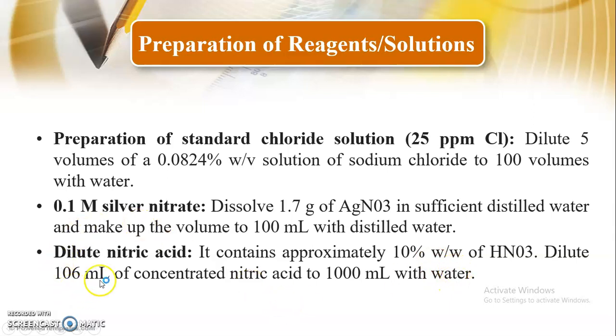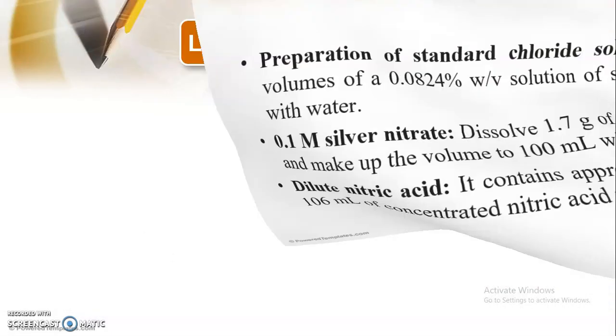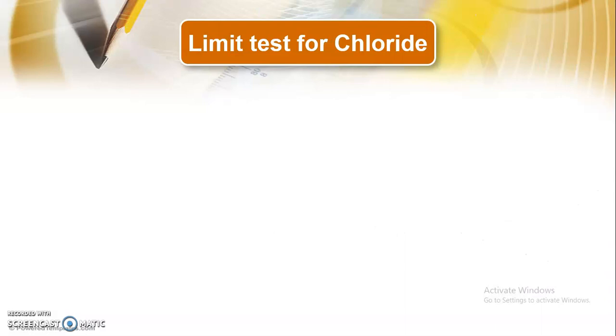So instead of 100 gram, as we are going to use the volume, we have just converted that to volume. That is, 100 gram is equivalent to 106 ml of concentrated nitric acid, which is diluted up to 1000 ml with water. So these are the various reagents that are required.